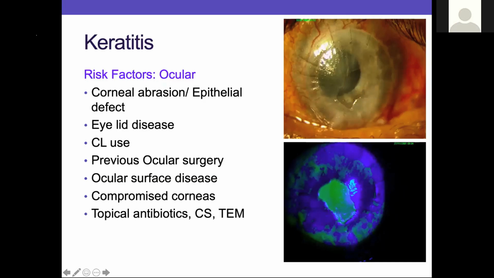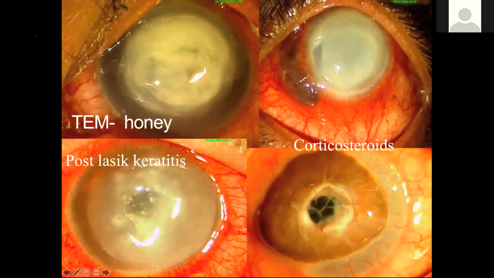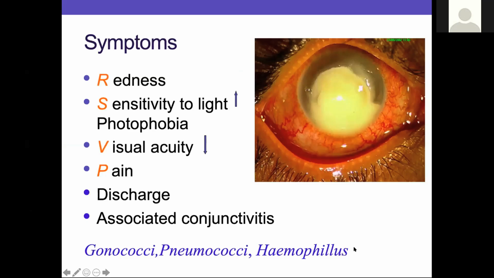So the risk factors could be ocular or could be systemic, and these are some of the cases. This is after traditional eye medicine such as honey. This is post-LASIK keratitis. You can see a flap, and when topical steroids are inadvertently used, this kind of thinning and perforation can occur.